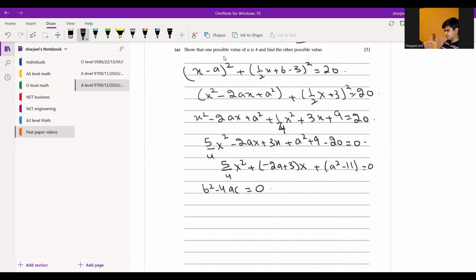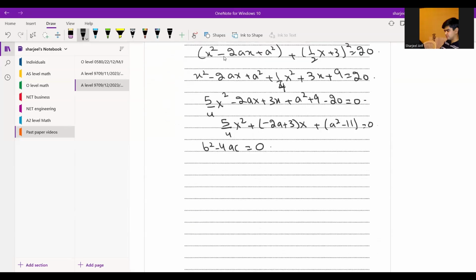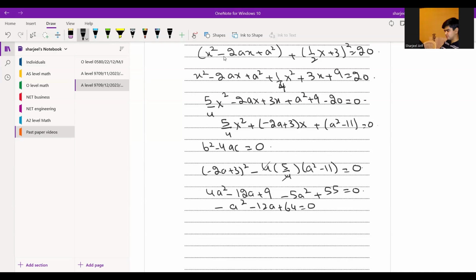b squared minus 4ac equals 0, because you have to find all the possible values. So we will substitute the value here. Minus 4 into 5/4 into a squared minus 11 equals 0. So this will become 4a squared minus 12a plus 9 minus 5a squared plus 55 equals 0. Simplify to get this equation.